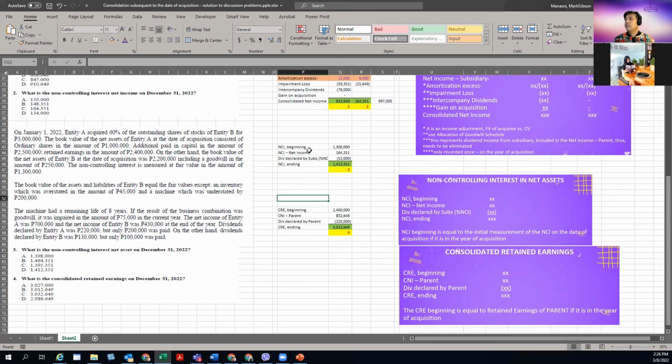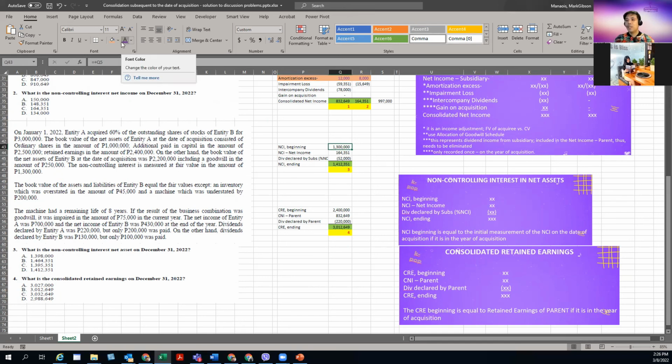So meron tayo ditong non-controlling interest beginning. So sabi natin, this represents the year of the acquisition, this represents the share, no? In this case, the fair value. So it's 1,300,000. Anyway, tinest naman natin, no? And it's allowed by the standard. So that's 1,300,000. Non-controlling interest net income, ayun, yung kinompute natin. That's 164,351. Dividends declared by the subsidiary. Pero yung proportion share lang. So that's 130,000 multiplied by 40%. So get the sum, that's 1,412,351. So that's letter B.